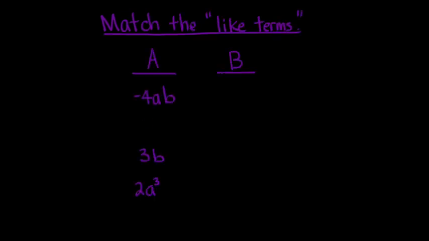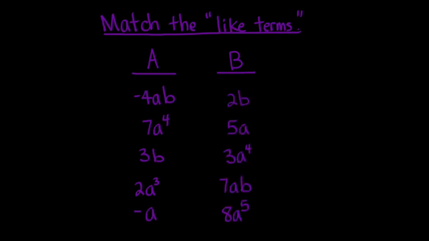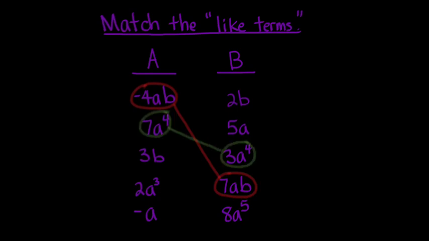Well, let's just talk about matching some like terms, right? If I have the first column A, let's see how they match up to B. So I have negative 4AB. Well, the last name is AB, so I have to find the AB, right? If I were to combine these two like terms, I'd end up with 3AB. 7a to the fourth matches with 3a to the fourth. And 3b matches with 2b.